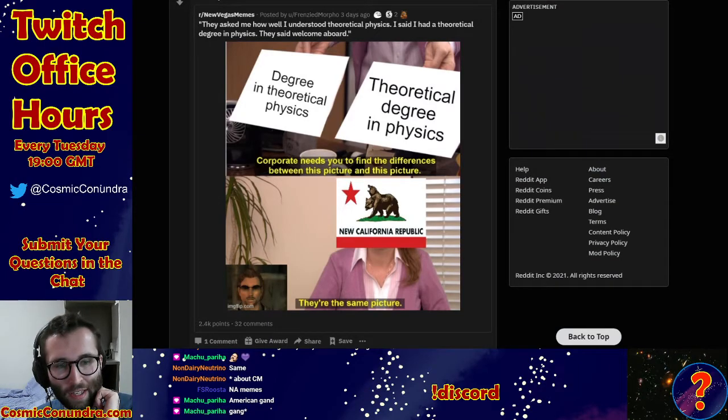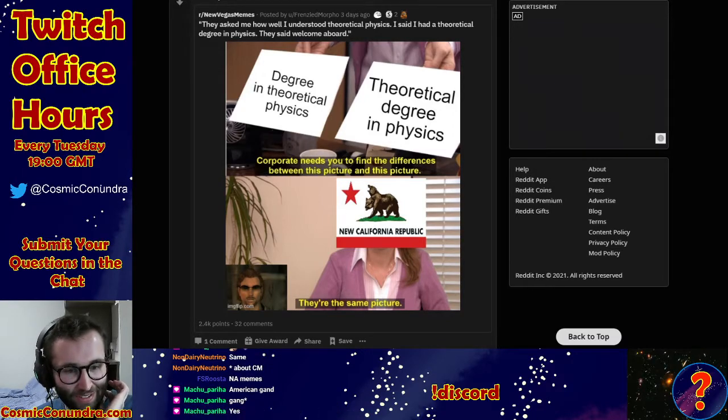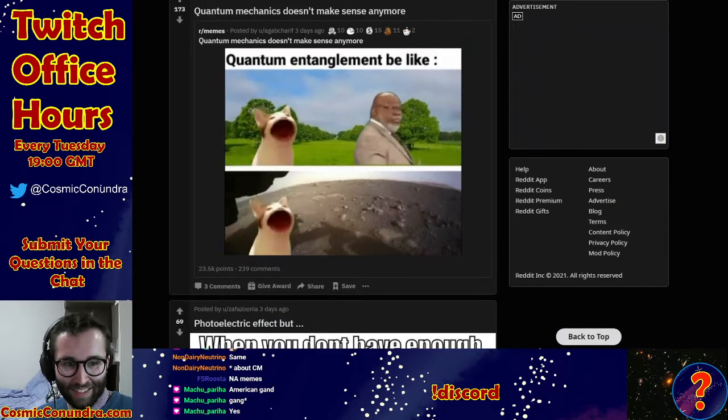Degree in theoretical physics, theoretical degree in physics. Covariant easy to find the difference between this picture and this picture. If you have a theoretical degree in physics, that does mean you have no degree in physics. My degree is purely theoretical, it doesn't exist. Quantum entanglement be like.